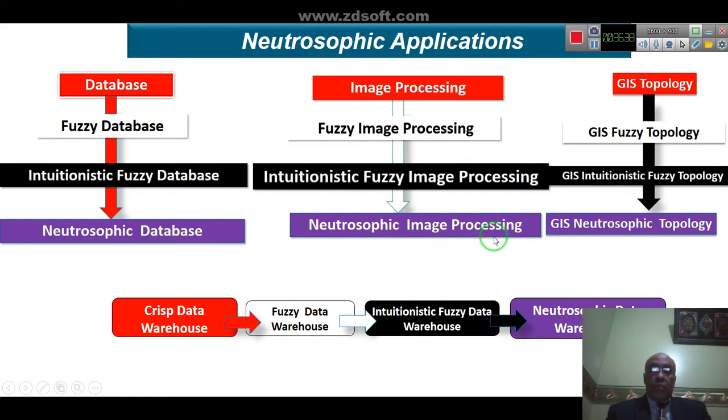Neutrosophic image processing. This graph shows the relation between the database and neutrosophic database, image processing and neutrosophic image processing, GIS topology and GIS neutrosophic topology, from crisp data warehouse to neutrosophic data warehouse.